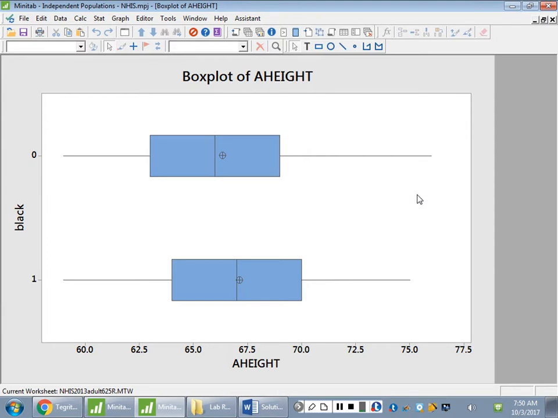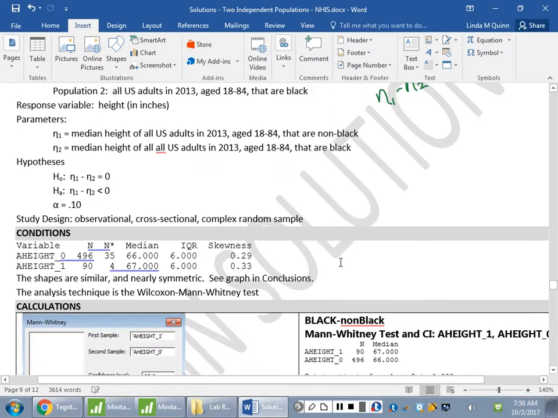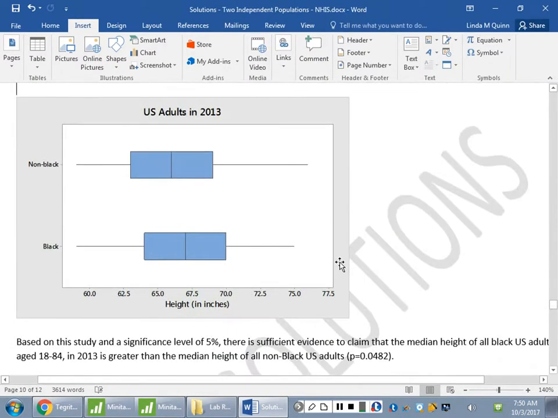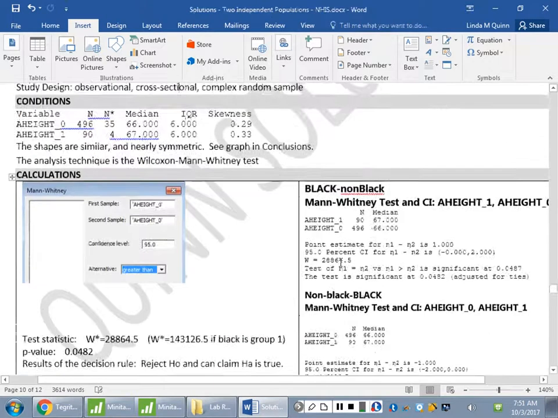I'm going to clean this graph up and put it in my conclusion section. So let me just show you that it's there. And I'm going to come back up here to my condition section, and I'm going to say, in this case, the shapes are similar and nearly symmetric. I can confirm that by looking at skew statistics up here. I remind the reader to look in the conclusion section, and I'm going to use the Wilcoxon-Mann-Whitney test. So let's do that.